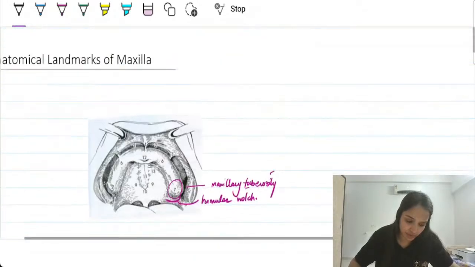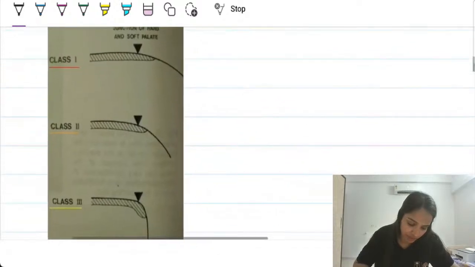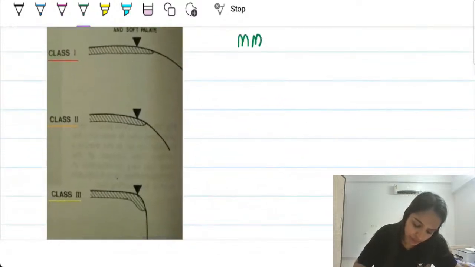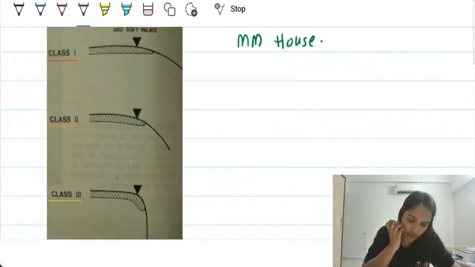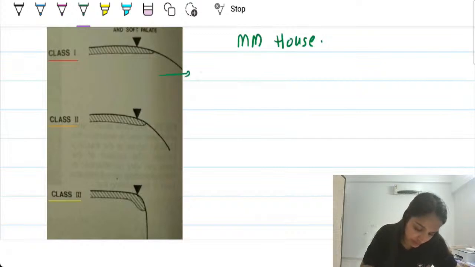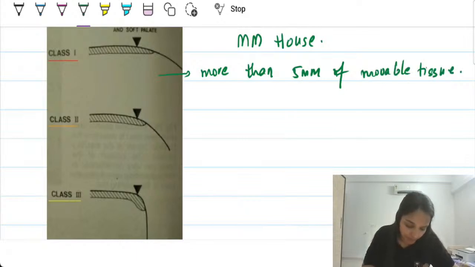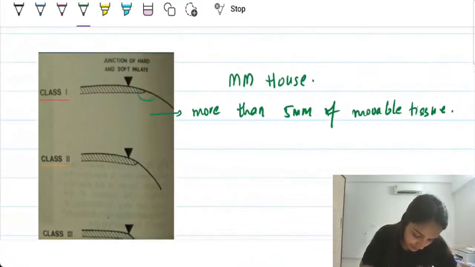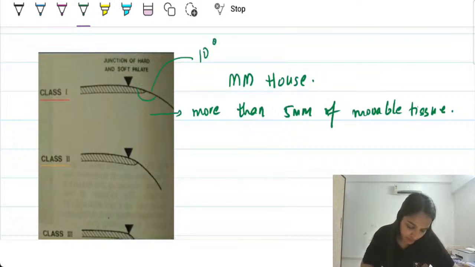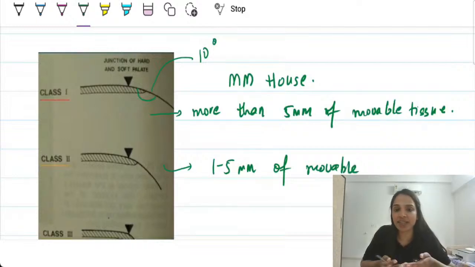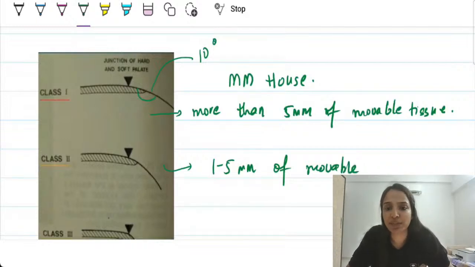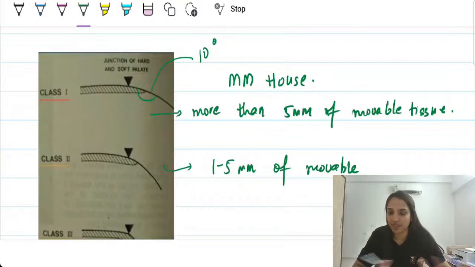Now, coming to your soft palate classification, this classification in particular, which was given by M.M. House, the shape of the soft palate is described. So, class 1 has more than 5 millimeters of movable tissue. The angle between the junction of hard and soft palate would be roughly in the range of 10 degrees. Now, when you have 1 to 5 millimeters of movable tissue available, you are giving an area for damming. When you want to apply pressure over a particular area for retention, that is the area that we are considering here. So, if 5 millimeter wide area is available, that is a very good area for retention.